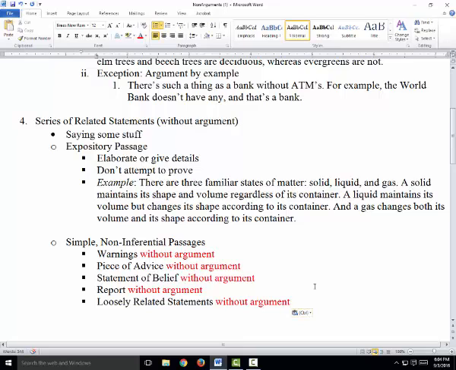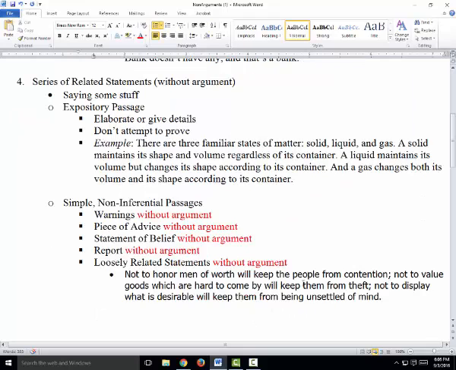If the tone is very insistent, you can imagine someone sort of pounding a table and saying these things, that doesn't make it an argument. Or if the tone seems like you have a passage in which the author's tone suggests that they're speaking from a place of wisdom or something, that doesn't make it an argument either. There's a good example of this in the textbook. It's a passage from the Tao Te Ching, an ancient Chinese text, in which the author says, not to honor men of worth will keep the people from contention. Not to value goods which are hard to come by will keep them from theft. Not to display what is desirable will keep them from being unsettled of mind.